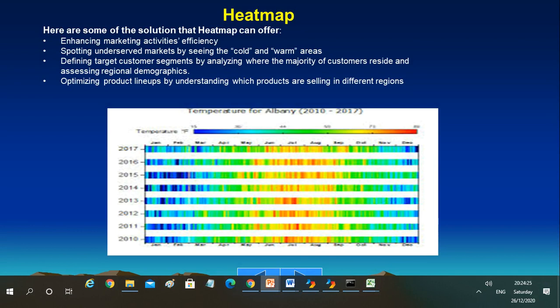Here are some of the solutions that heat map can offer. Enhancing marketing activities efficiency. Spotting underserved markets by seeing the cold and warm areas. Now, if an organization gets to know about these things, definitely they will focus and increase their efforts into those areas. Then, defining target customer segments by analyzing where the majority of customers reside and assessing regional demographics. Optimizing product tie-ups by understanding which products are selling in different regions. All these things are going to help the organization to improve their marketing strategy, to improve their marketing efforts, and definitely to increase the revenue.